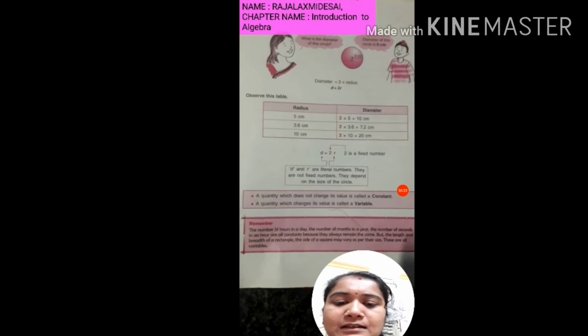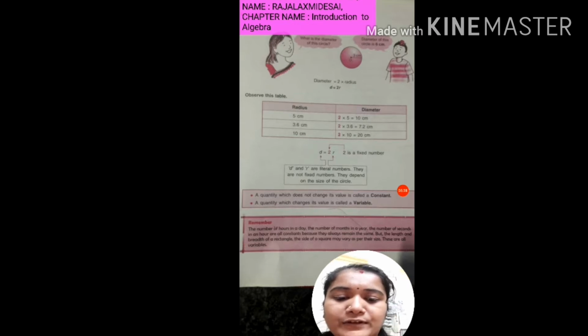Whereas the length and the breadth of the rectangle, the side of the square may change as per their size. So these are all called variables. Therefore, a quantity which does not change its value is called a constant. A quantity which changes its value is called a variable.